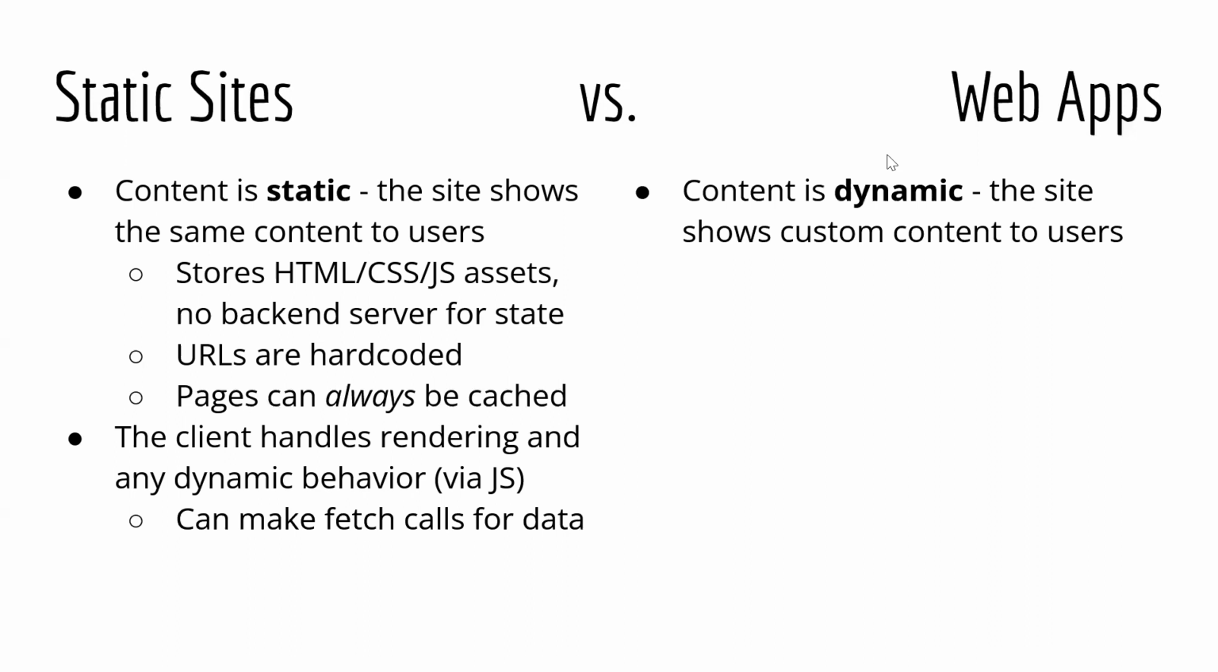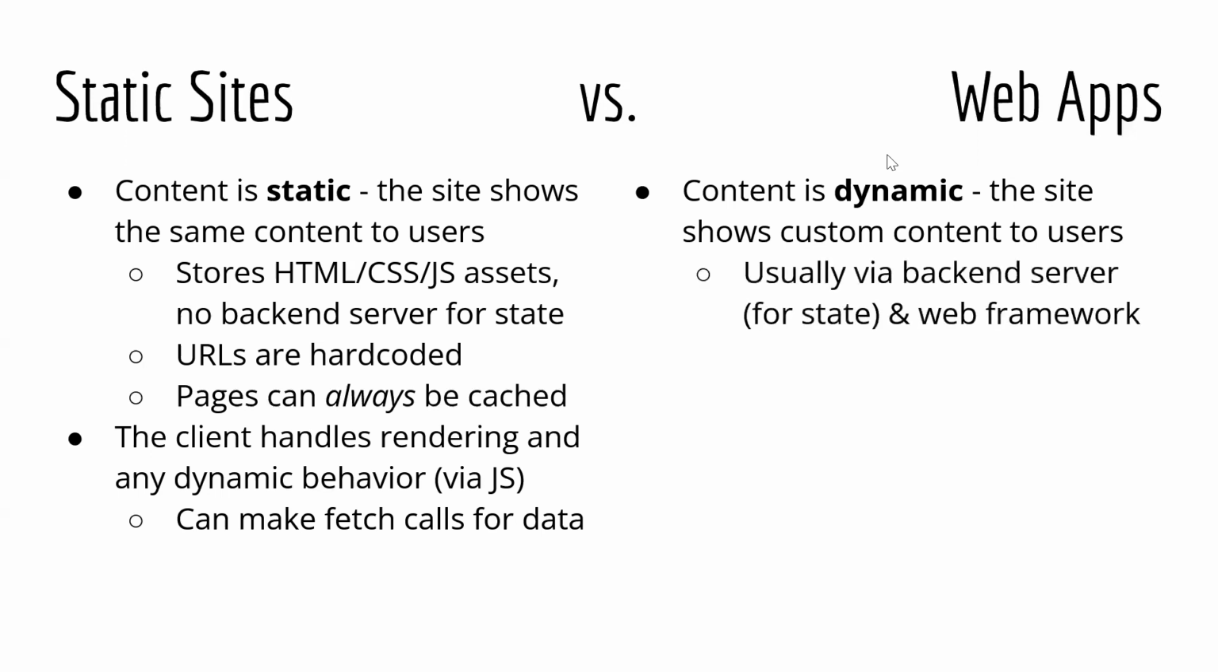Okay, web apps. In a web app, your content is going to be significantly more dynamic. The site is going to show custom content to users for one reason or another. Usually there's some type of backend server involved, pretty much almost always. There's going to be some type of server state that you're going to have to keep track of. And then some web framework that's processing and handling that, things like routing or whatever else.